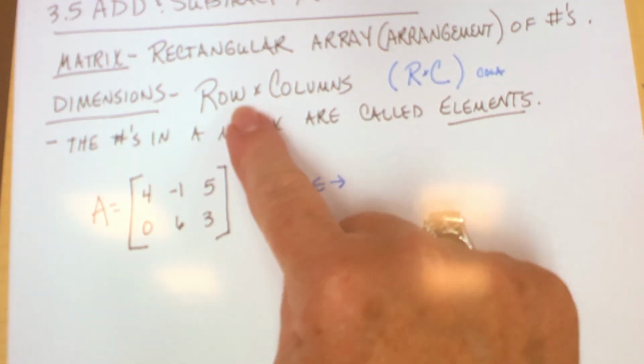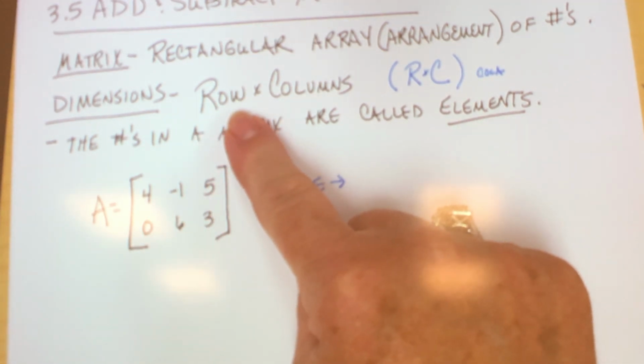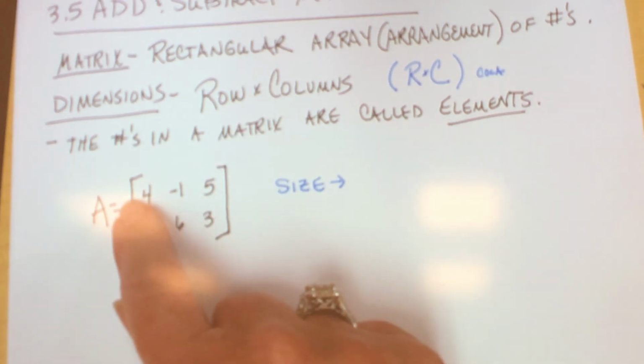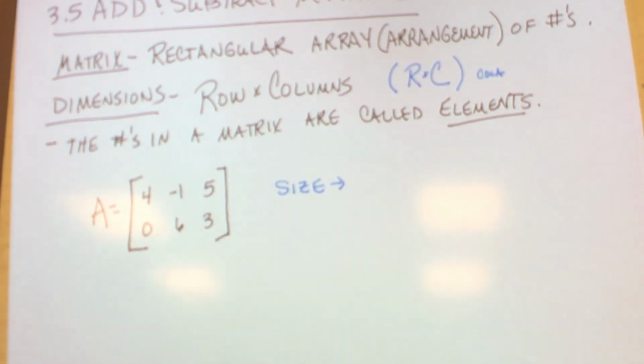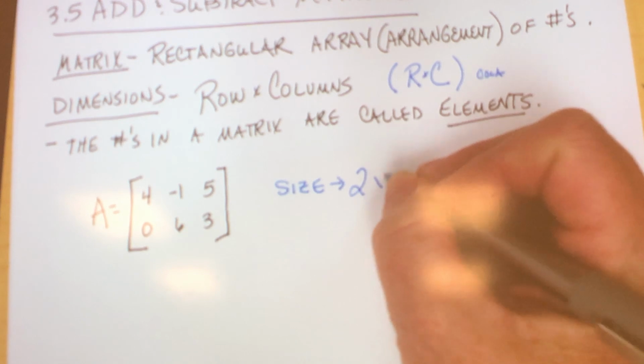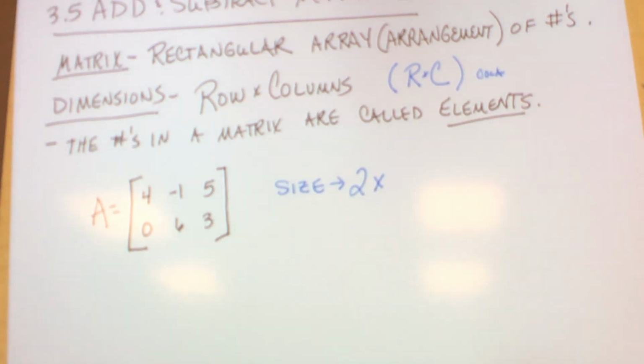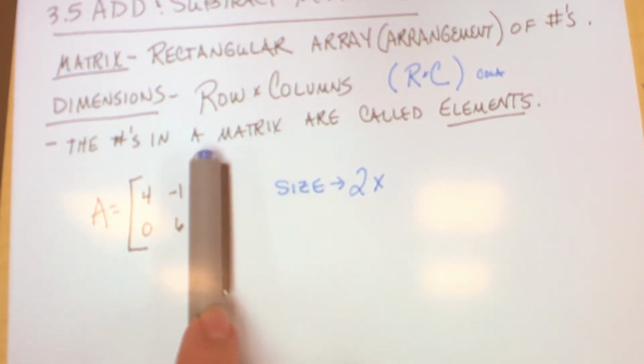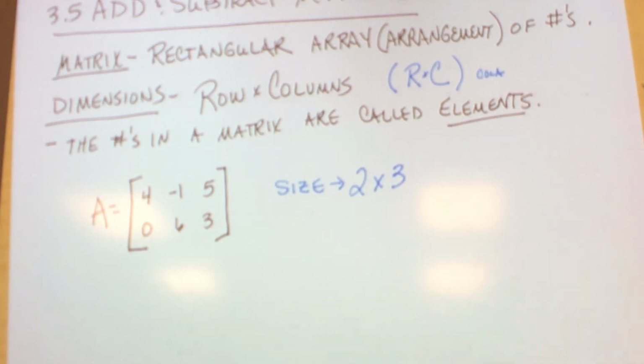Okay. So, how many rows does this guy have? 2 rows. 1 row, 2 rows. So he is a 2 by how many columns? 3. 1, 2, 3. He's a 2 by 3. Okay? A 2 by 3. All right. Here's your next one.